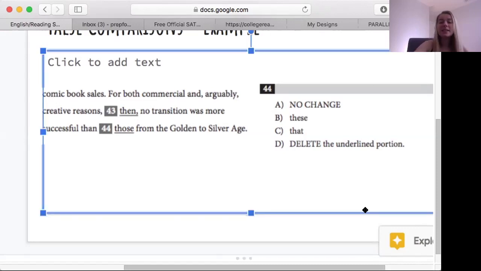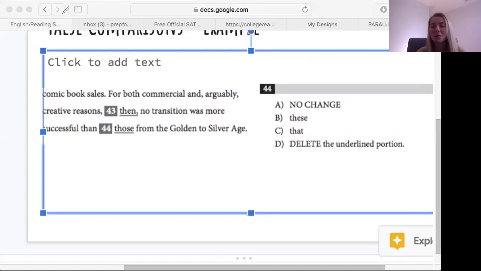Awesome. So C and D are looking like the predominant answers. However, let's keep in mind, when we're dealing with false comparison, it's almost never going to be delete the underlined portion, because then we're typically going to compare the wrong items. Delete the underlined portion is typically for wordiness, but I know here I'm not dealing with wordiness because I have those, these, and that, which, remember, are words that indicate false comparison.